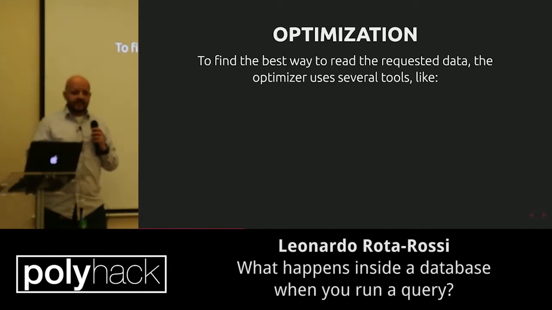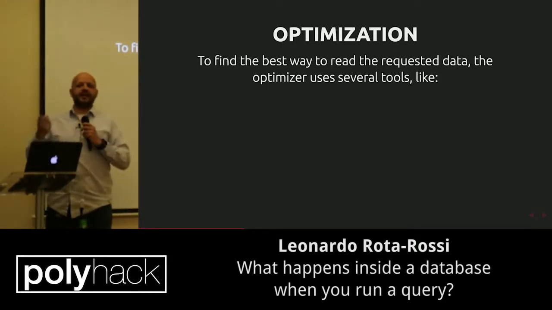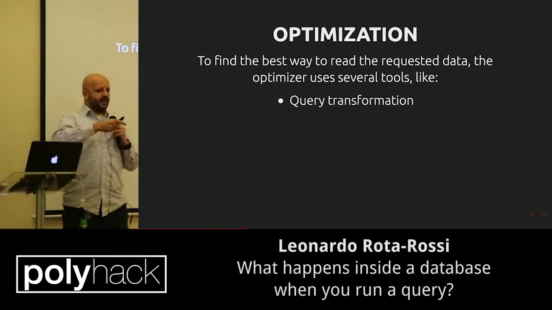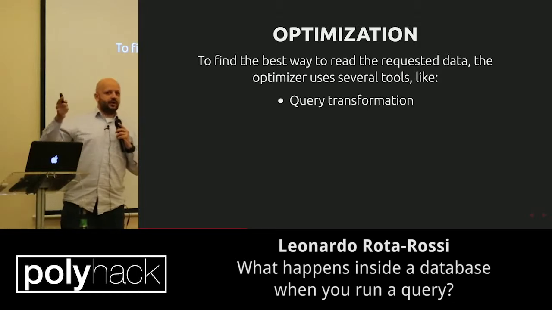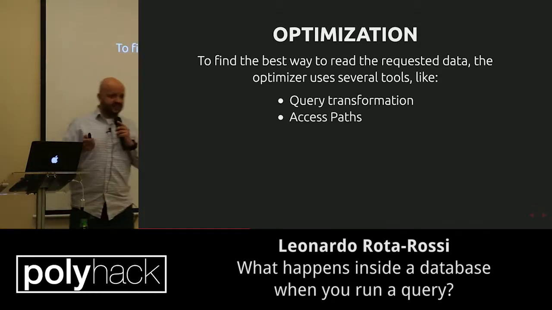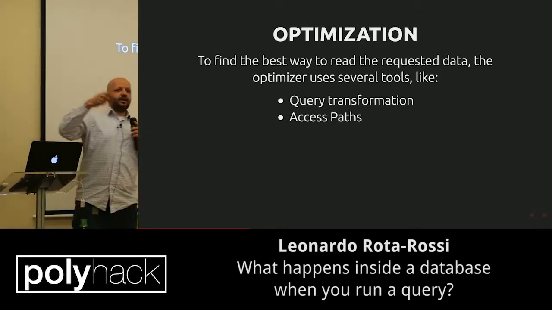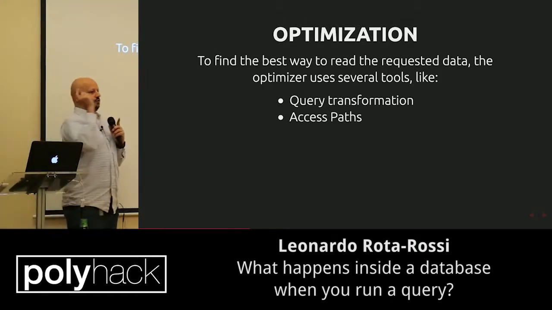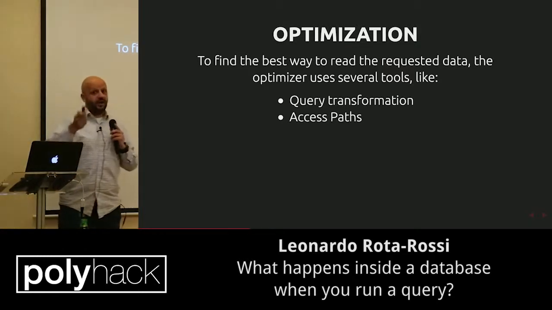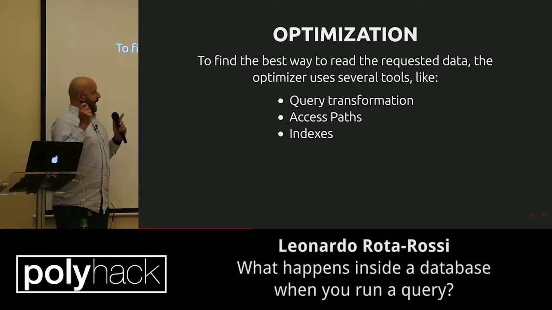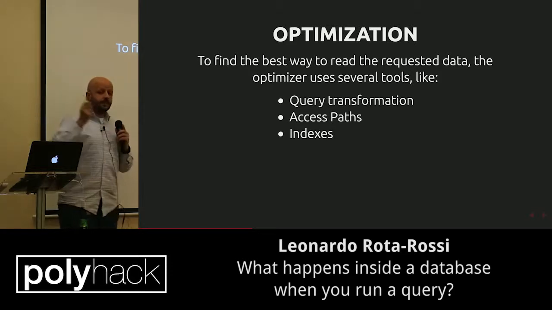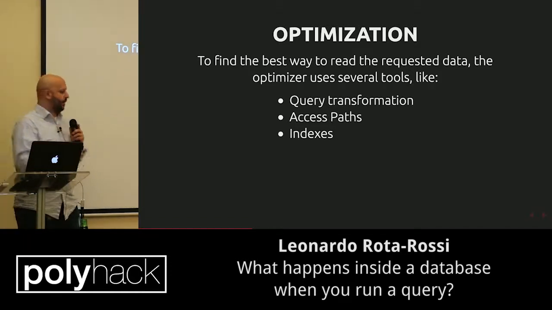And for that, it uses several tools and methods like query transformation. It actually changes your query to make it more efficient. We're going to see a small example of that. Access paths: how am I going to access the data? I'm going to go to table A first and then to table B. I'm going to use an index or not, and things like that. I'm going to check what indexes exist and how good they are for my query.